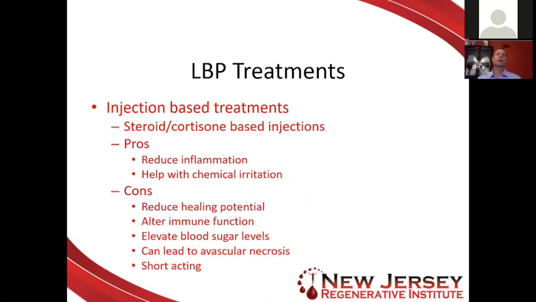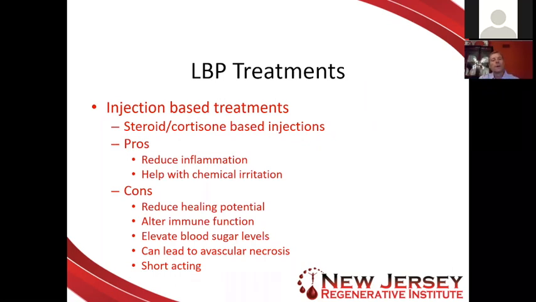So then what we're going to talk about here is injection-based treatments. Typically, these are cortisone or steroid-based injections. The pros of steroids, well, they reduce inflammation, and they also certainly can help with the chemical irritation when local inflammatory mediators are released acutely. But the cons of them are that they really decrease the healing potential of the area. Not only do they decrease the inflammatory phase, but also the reparative phase gets blunted as well.